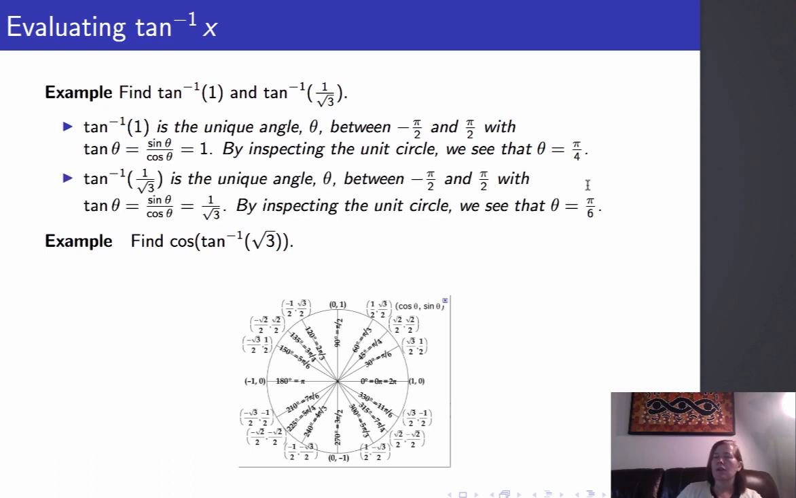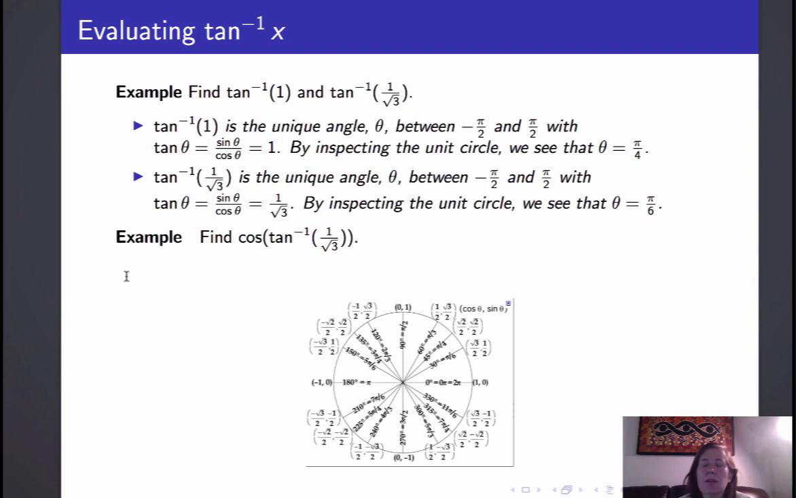For tan inverse of 1 over the square root of 3, we're looking for that unique angle between minus pi over 2 and pi over 2 with tangent of theta equal to 1 over the square root of 3. And tangent of theta is sine of theta over cosine of theta. Checking out the unit circle here, we see that theta has to be pi over 6. It's this unique angle between minus pi over 2 and pi over 2 where sine of theta over cosine of theta is equal to 1 over the square root of 3.